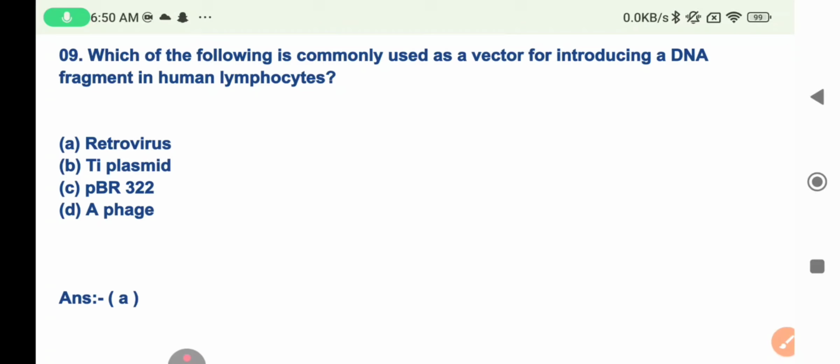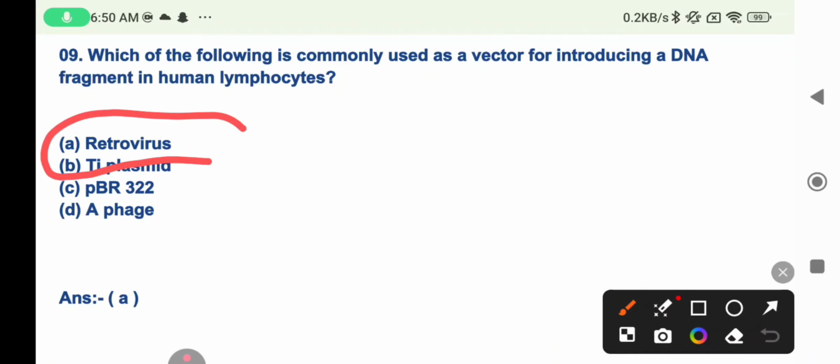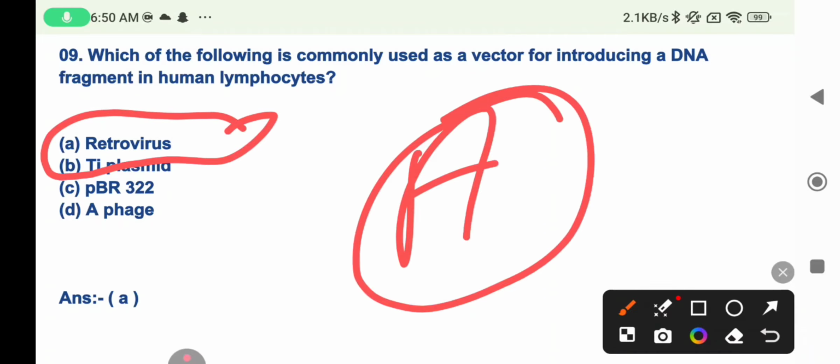Now move on. Which of the following is commonly used as a vector for introducing a DNA fragment in human lymphocytes? And here the options: option A retrovirus, option B Ti plasmid, option C pBR322, and option D phage. And the correct answer is option A, retrovirus.